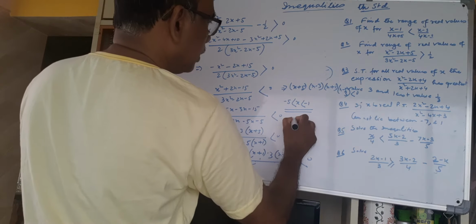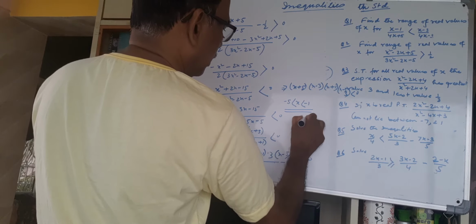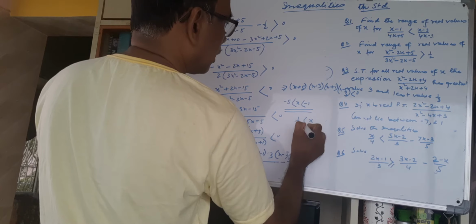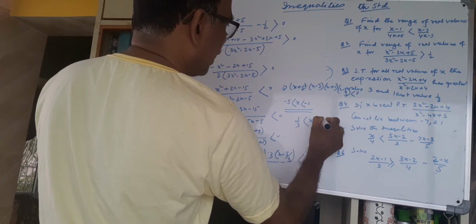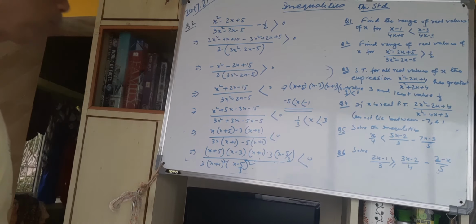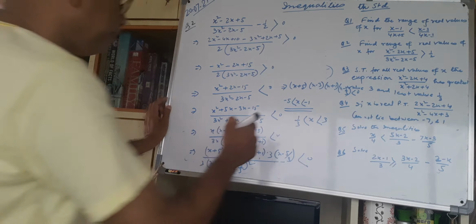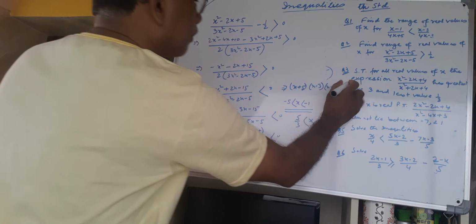Another range is 1/3 < x < 3. Is 2 in 1/3? Now 5, this is 5/3. This is 5/3.